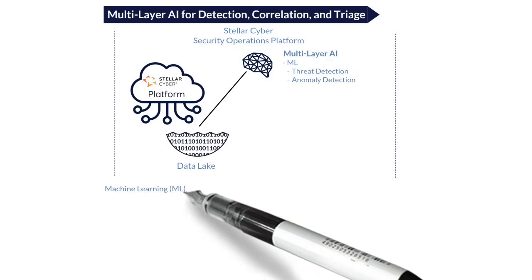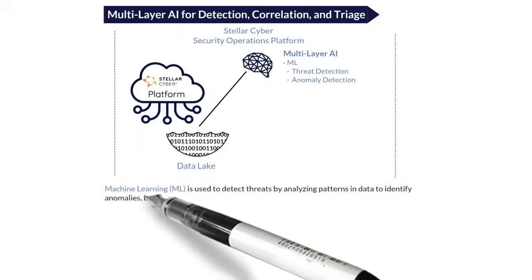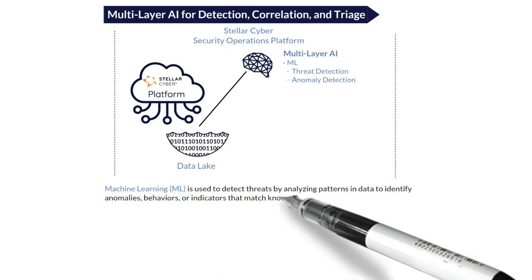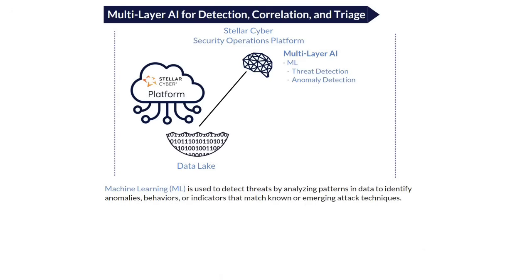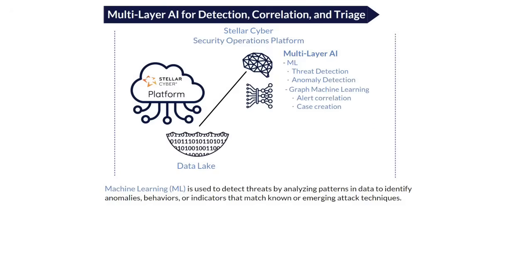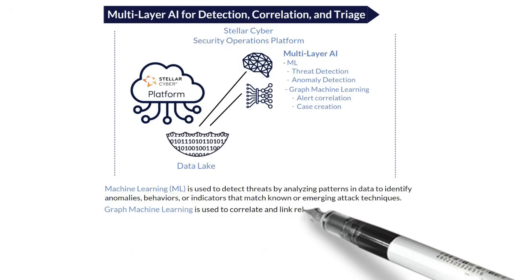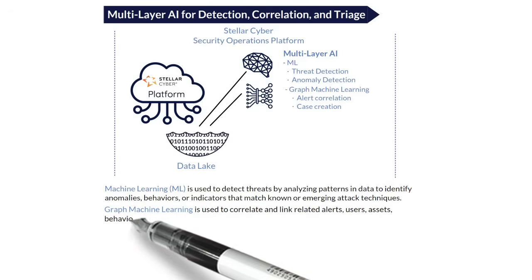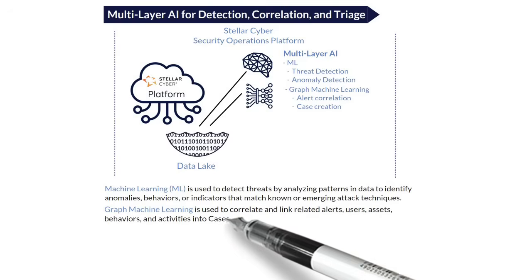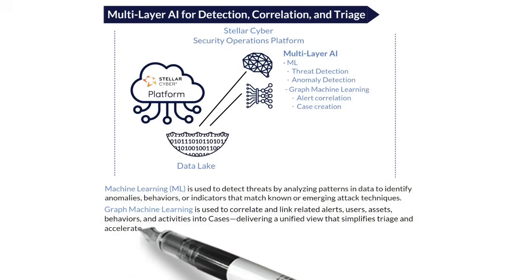Machine learning is used to detect threats by analyzing patterns in data to identify anomalies, behaviors, or indicators that match known or emerging attack techniques. Graph machine learning is used for alert correlation and case creation. Graph machine learning is used to correlate and link related alerts, users, assets, behaviors, and activities into cases, delivering a unified view that simplifies triage and accelerates investigations.